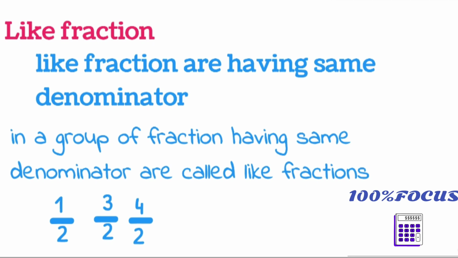Means in a group of fractions, think we have a group of fractions, each with numerator and denominator. Okay, some numbers in fractions having the denominator same. Okay, for every fraction the denominator is the same. So then we can tell it as a like fraction.